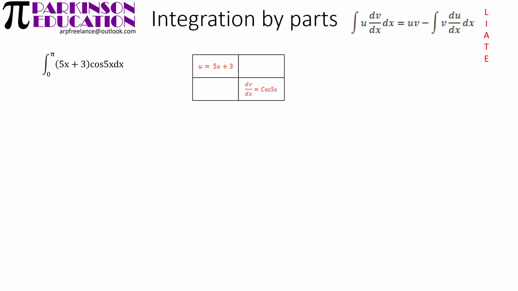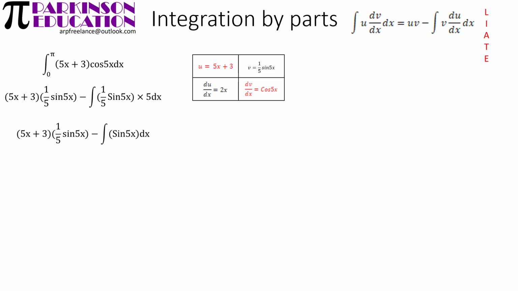We can then differentiate u and we can integrate dv by dx. And then we're just going to plug them into our formula. So, if we look at that, we've got uv minus the integral of v du by dx. If I look at this, the first thing I can do, I can't do anything with the first part, so I'm just going to leave it. Now the integral, we've got a fifth and we've got a 5, we can cancel. Makes my life a bit easier. All I've got to do now is integrate sine 5x. You should remember that the integral of sine 5x is minus 1/5 cos 5x.